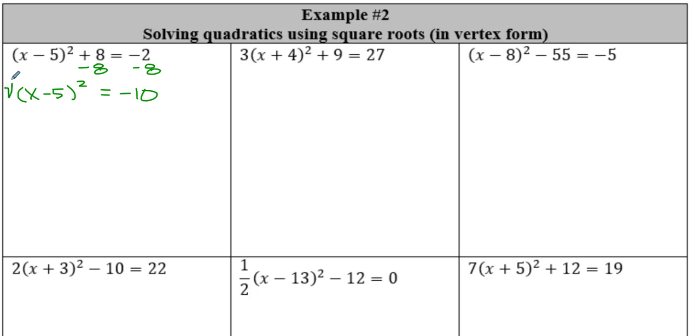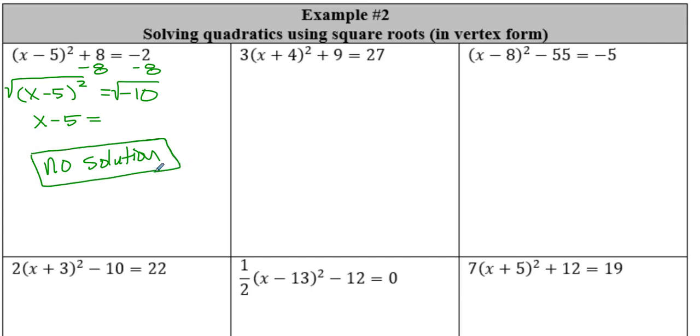Now we can square root this whole thing. This is just to get rid of that squared exponent. Okay, so we square root both sides, then we get x minus 5. We no longer have that squared exponent. However, we got this square root of negative 10, so we just put a stop there. We're just going to say no solution. Boom, box it up. Easy peasy.